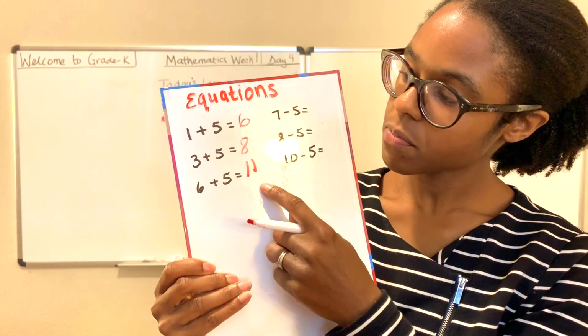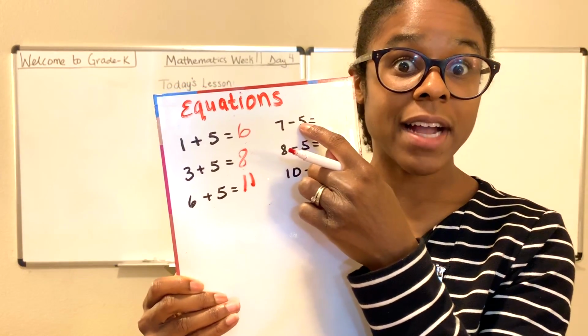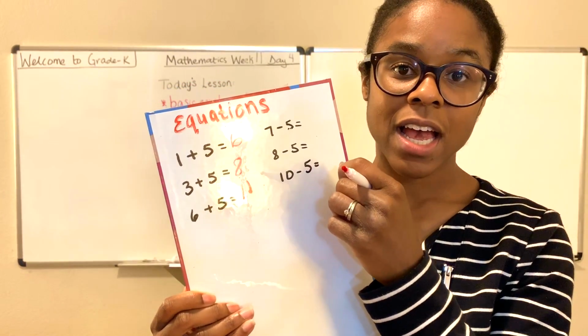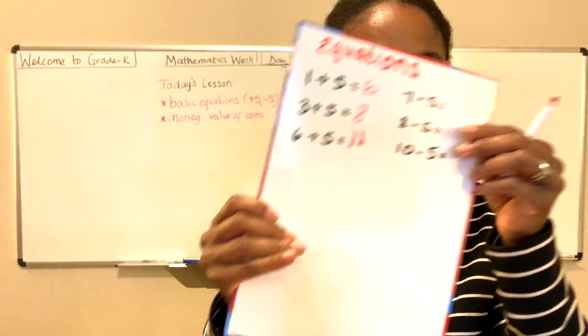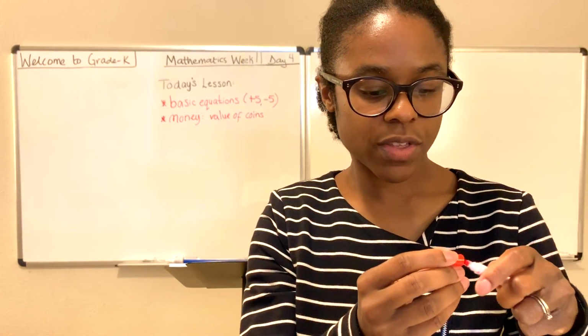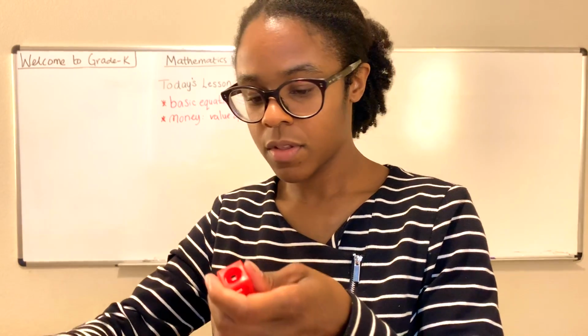11. Okay, 7 minus 5. So we're going to take 7 and we're going to subtract 5 from that, okay? So let's start with a stack of 7.